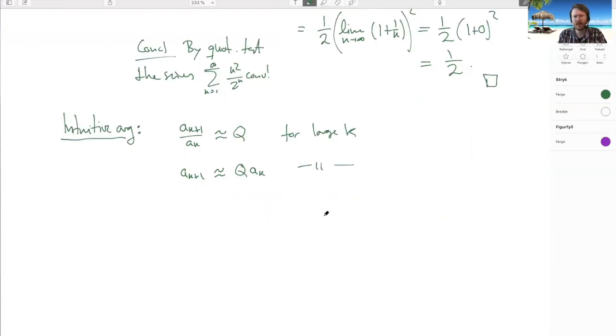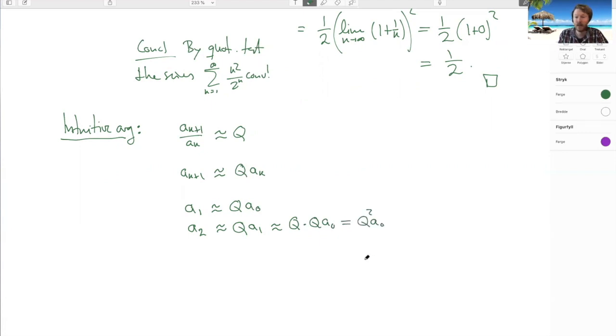What does this give us? This is not as straightforward as the root test. The root test may look a bit more scary than the quotient test, but the root test is actually the easier one to prove. Since I'm in the intuitive style, let's ignore the fact that we only have this for large k. Let's suppose that we have this for all k. Then I have this for k equal to 0, which gives me a_1 is more or less q a_0. Then a_2 is q a_1, but a_1 was q a_0, so this is q times q a_0, equal to q squared a_0. And if I continue like this, I'll see that this is like q to the third a_0, and this is like q to the fourth a_0.